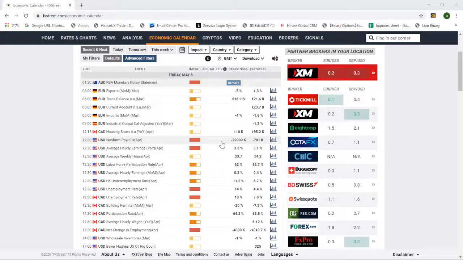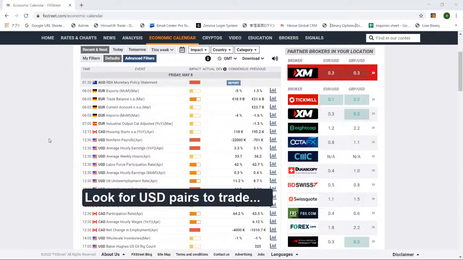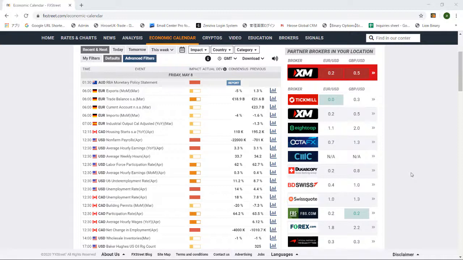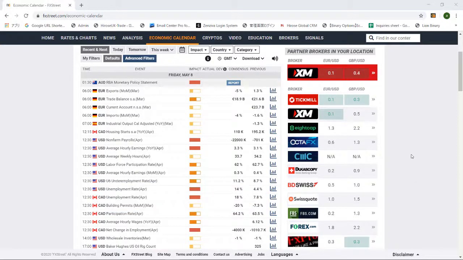Alright, so today at 12:30, take a look at the actual result and then jump straight into the market and look for the US pair to trade with. A lot of people actually ask me what strategy to trade with the NFP report, but I would say any trend following strategy will do the job. As long as you can define the trend, you are at an advantage. Again, this afternoon at 12:30, take a look at the actual result of the non-farm payroll report, and then go straight into the market to look for the US pairs to trade with.